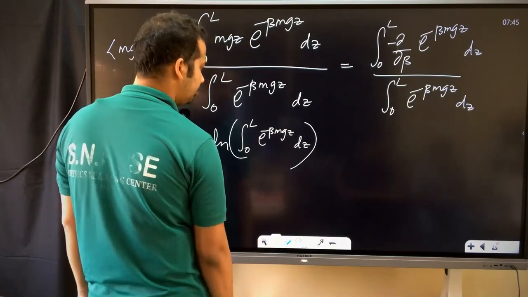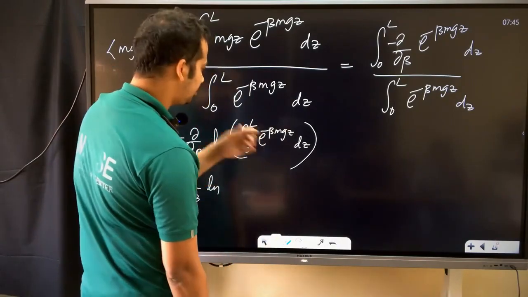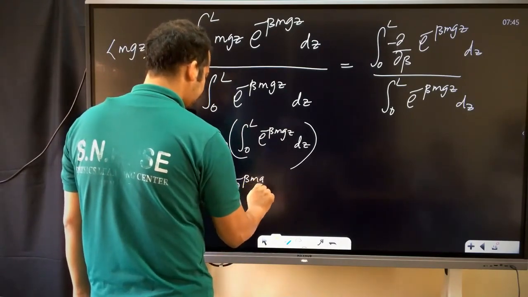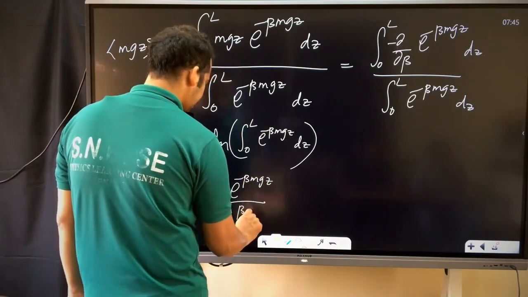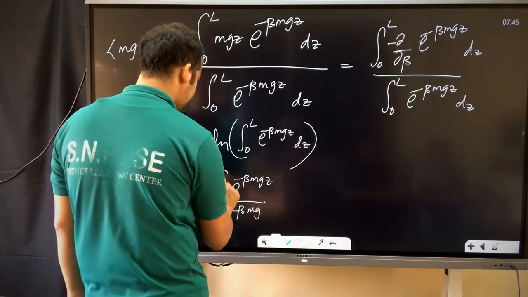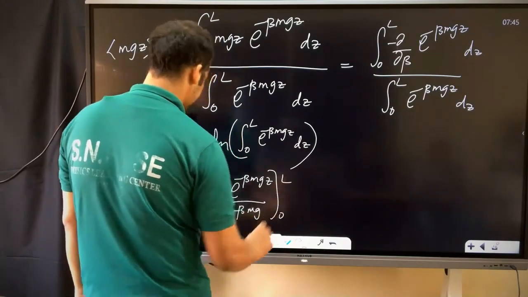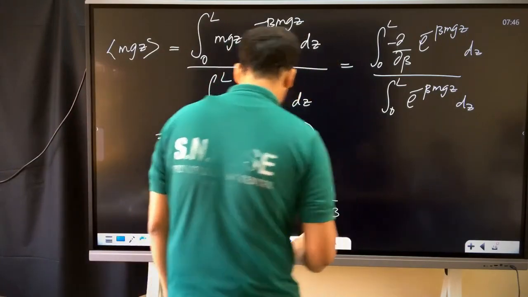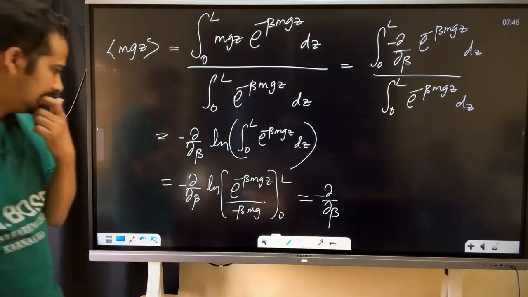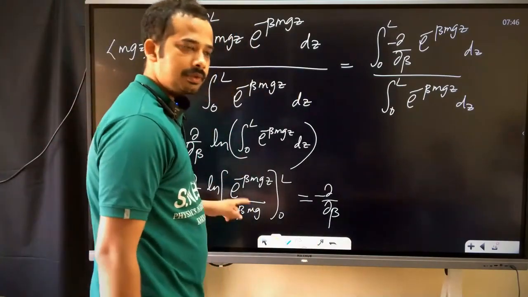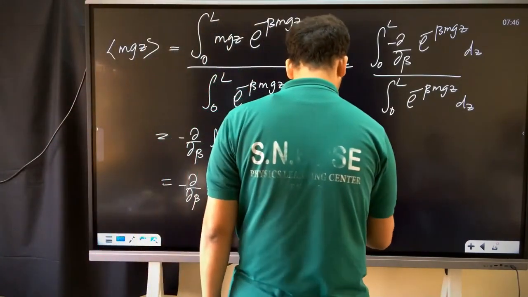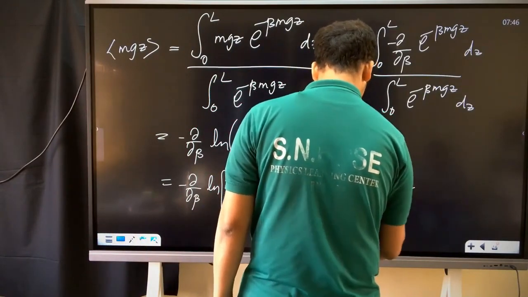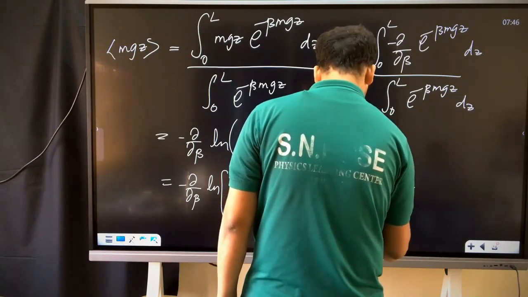Integration with respect to z of e power minus beta mgz divided by minus beta mg, running from 0 to L, minus dou by dou beta of, upper limit minus lower limit. I'll take the lower limit first by absorbing this negative sign: 1 minus e power minus beta mgL whole divided by beta mg.